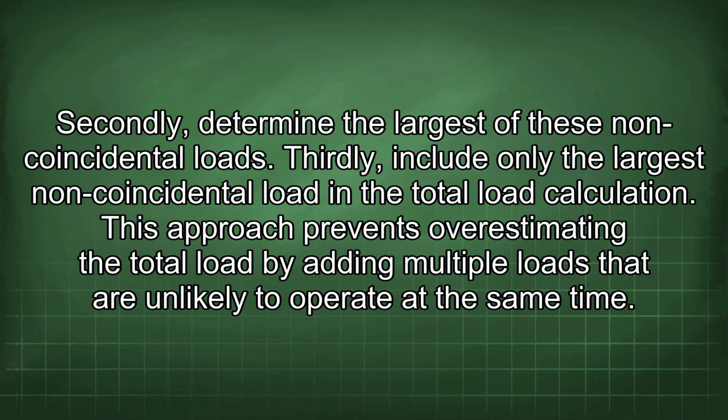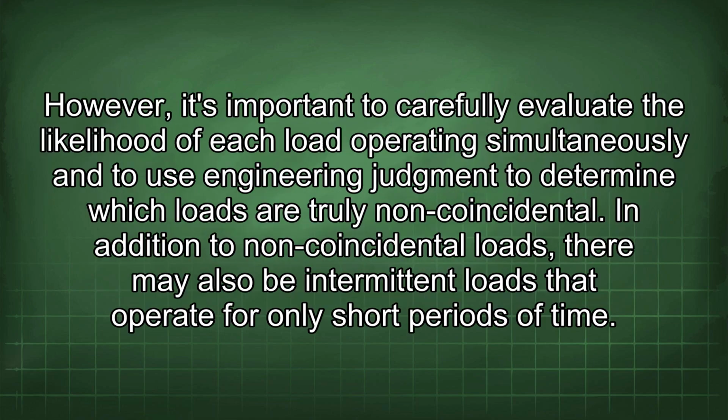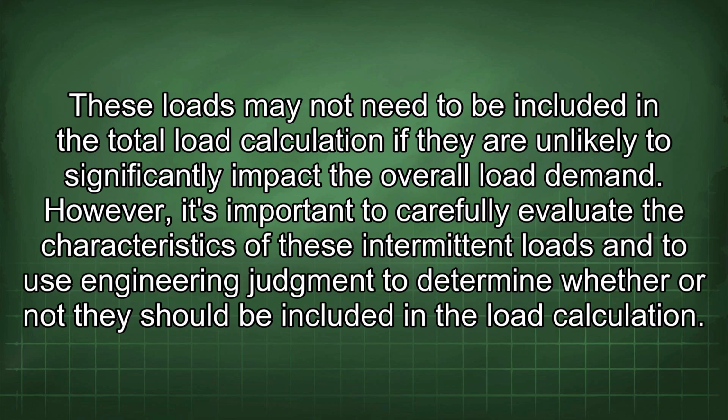This approach prevents overestimating the total load by adding multiple loads that are unlikely to operate at the same time. However, it's important to carefully evaluate the likelihood of each load operating simultaneously and to use engineering judgment to determine which loads are truly non-coincidental. In addition to non-coincidental loads, there may also be intermittent loads that operate for only short periods of time. These loads may not need to be included in the total load calculation if they are unlikely to significantly impact the overall load demand. However, it's important to carefully evaluate the characteristics of these intermittent loads and to use engineering judgment to determine whether or not they should be included in the load calculation.